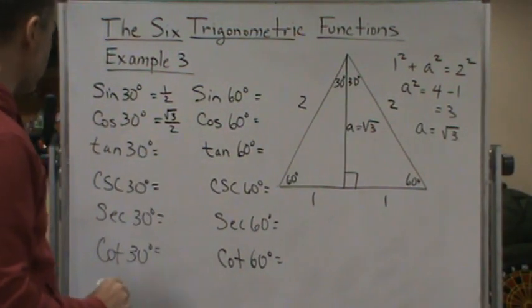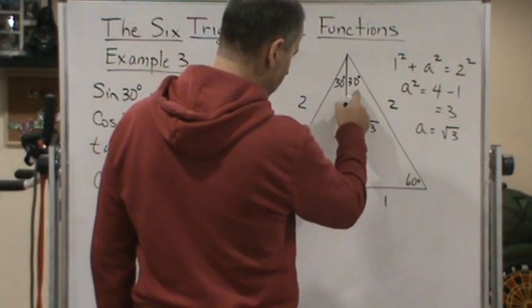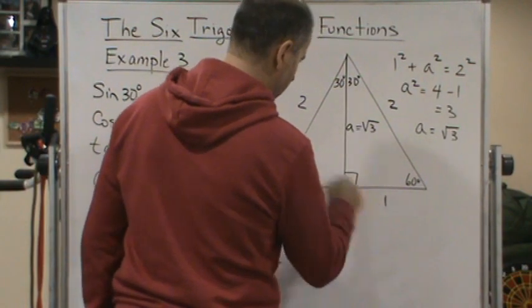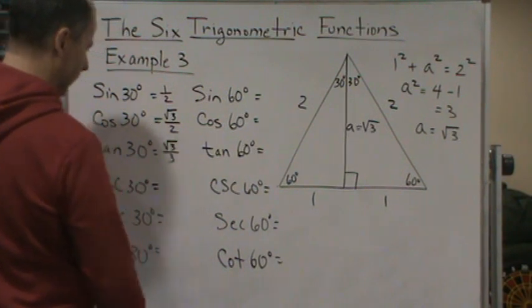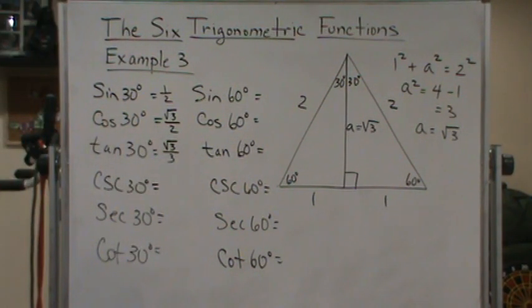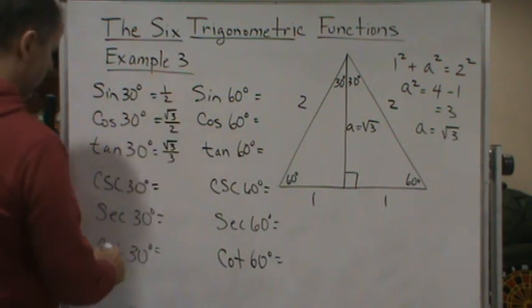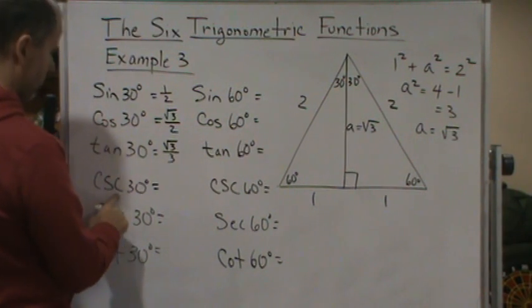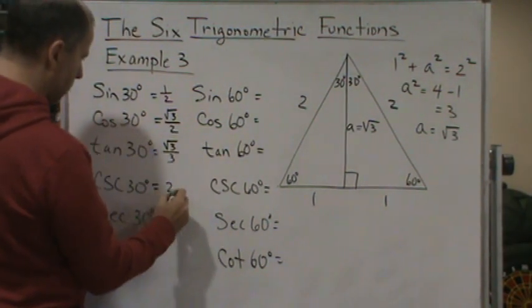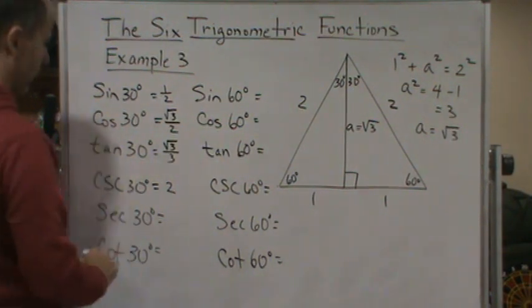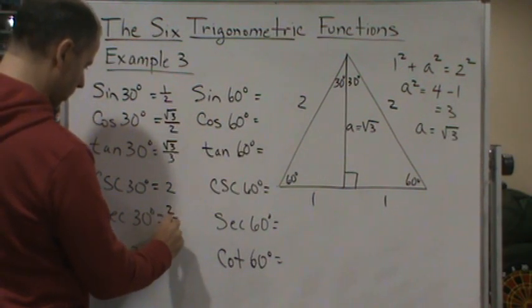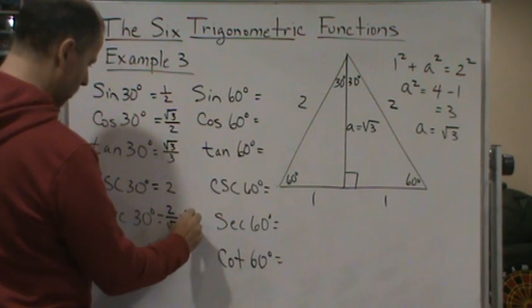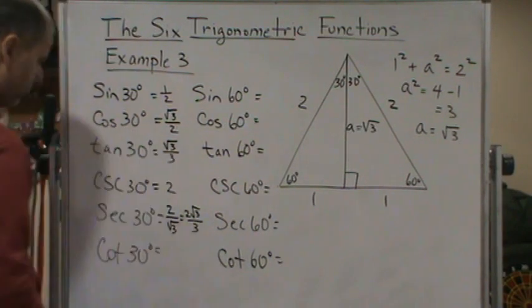Tangent 30 is going to be opposite over adjacent. So it's going to be 1 over the square root of 3, or square root of 3 over 3, because you have to rationalize it. Then we're going to just take the reciprocals of these. Cosecant is the reciprocal of sine, so that's going to be 2. Secant is the reciprocal of cosine, so that's going to be 2 over the square root of 3, which is 2 root 3 over 3.